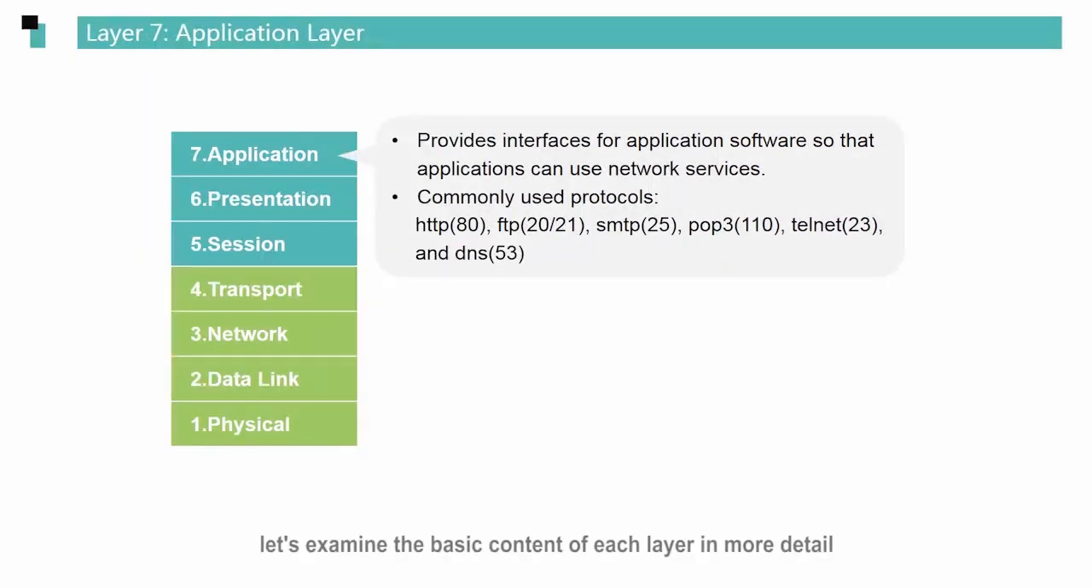Next, let's examine the basic content of each layer in more detail. The application layer is the highest layer. As we have seen previously, application programs such as HTTP can be distinguished from software such as Skype, browsers such as Internet Explorer, Chrome, and Firefox provide Internet access. When we browse web pages, however, the information is really being provided using HTTP rather than the browser.